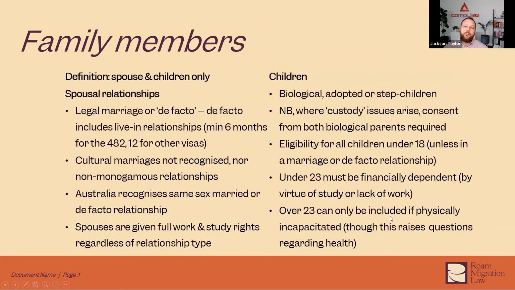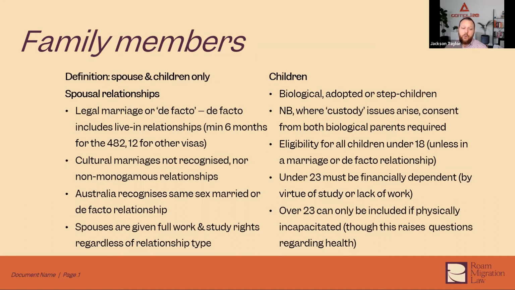So family members, it's important to note, in a lot of cultures, a lot of countries, it's considered quite common that grandma and grandpa are part of the family. That's not the case in Australia, according to the legislation. Only spouses and children are eligible to be included on these visas. Okay, so for spousal, it can be a legal marriage or a de facto marriage. De factos typically need to be in at least 6 months for a temporary visa or 12 months for a permanent visa. And you need to have evidence of that.